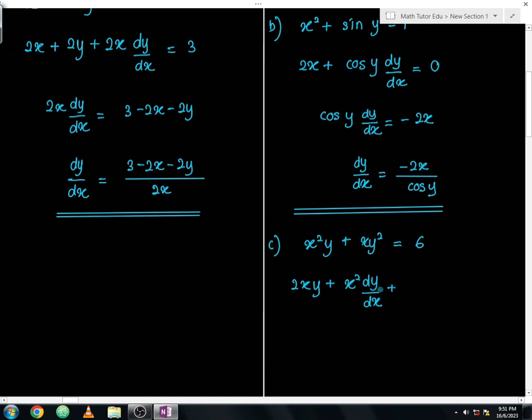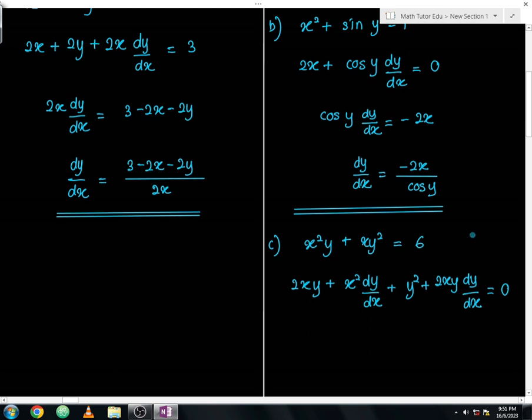Plus xy square. Let us start with the x. So from here we get y square. And then followed by, we differentiate y square now. Just now we differentiated the x, now we differentiate the y square, so it will be 2xy times dy over dx equals to 0.